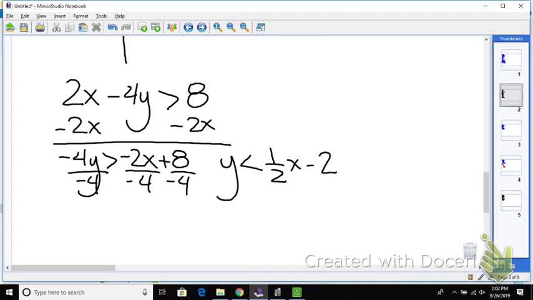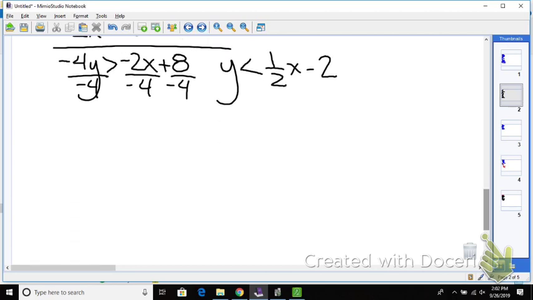Everybody good with that? You only flip it when you divide by a negative. Just a negative. If that would have been a positive 4 that we were moving, you leave it. Okay, you guys graph this one on your own, and then we'll compare. And then I got one little mini thing to show you.